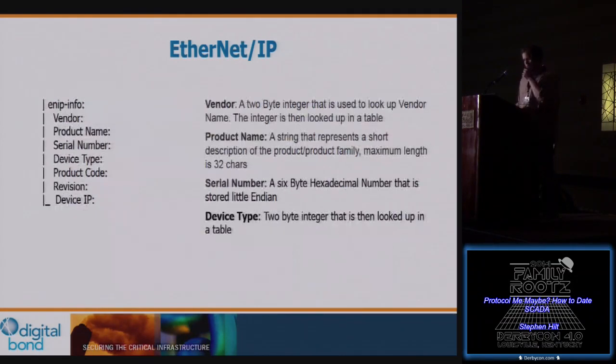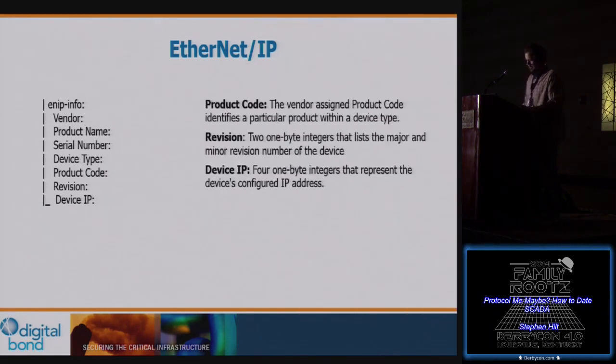So in our nmap script, there's a couple different fields that we're going to pull out, one of which is the vendor. It's a 2-byte integer that we then look up. We got that vendor table out of the Wireshark dissector. So it's fairly accurate based off of what's there. The product name is that string you saw in the packet capture. Serial number is 6-byte hexadecimal numbers that's stored in Little Endian. And then the device type is a 2-byte integer that we also look up in a table that we pulled out of the Wireshark dissector.